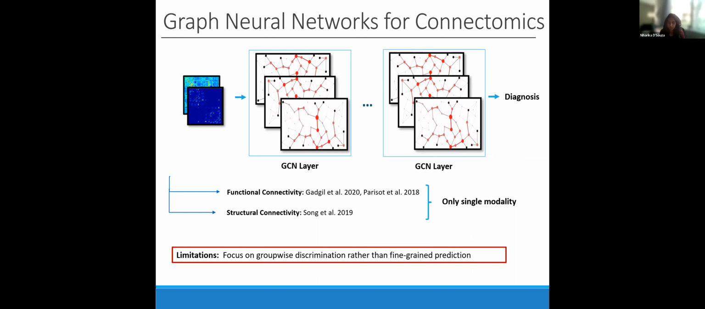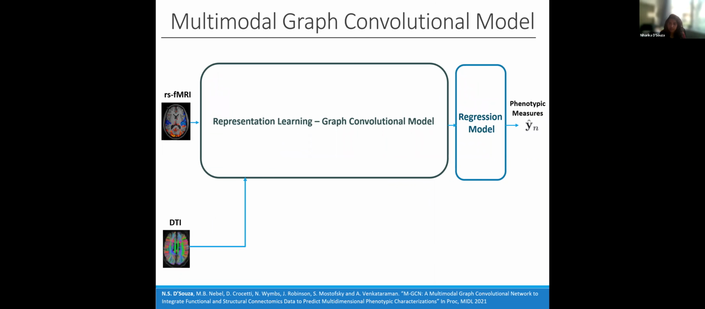Instead, what we'd like to do is to fuse information from functional and structural connectomes using carefully designed graph filtering operations and map to fine-grained prediction rather than classification. This is an outline of the multimodal graph convolutional model, or the MGCN for short. The model consists of 2 main parts. The first is the representation learning, which utilizes graph convolutional feature extraction, which is the green box. The inputs are the functional connectivity matrices and the DTI structural connectivity matrices, while the second part is a regression model that maps to phenotypic measures.